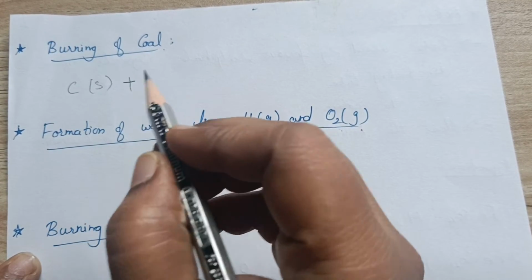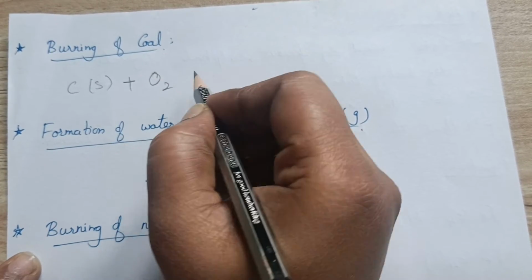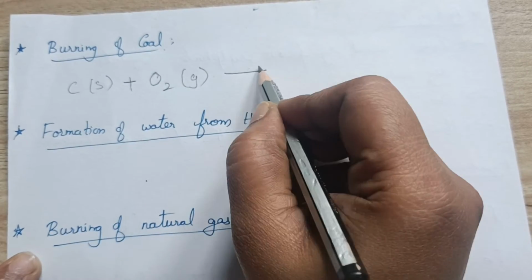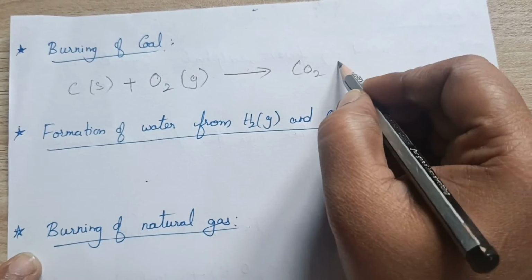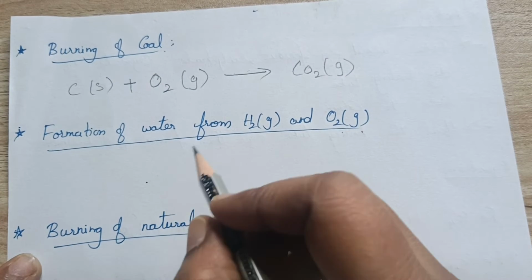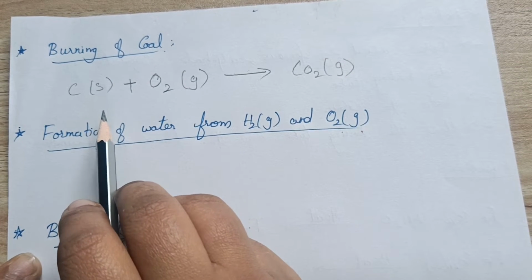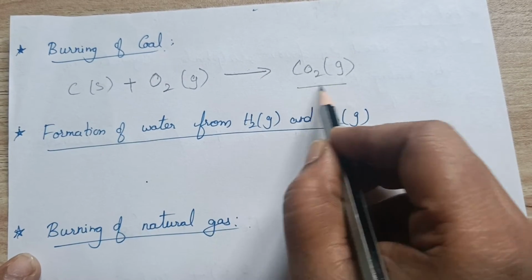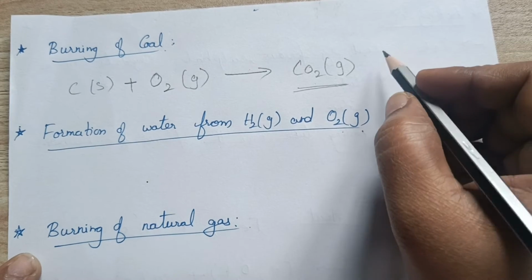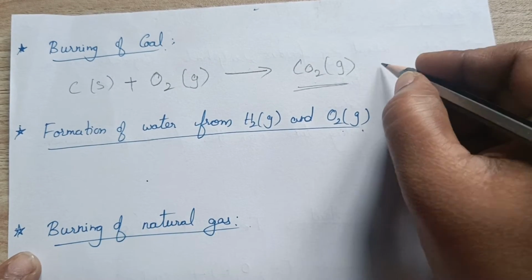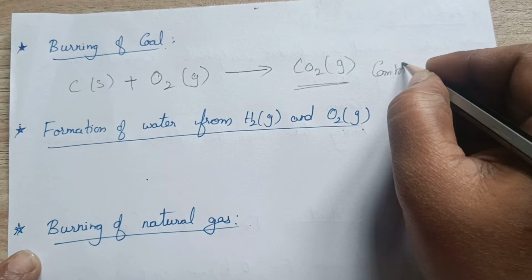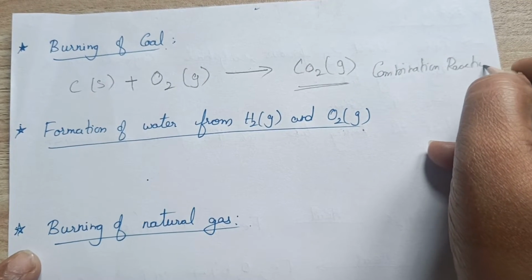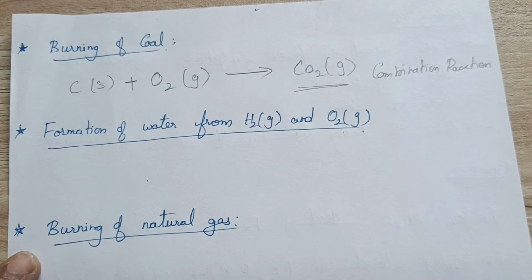Burning means in the presence of oxygen only it can burn, right? This is O2, a gas. Carbon plus oxygen gives carbon dioxide gas. Two reactants combine to form one single product. So this is an example of what reaction? This is a combination reaction.